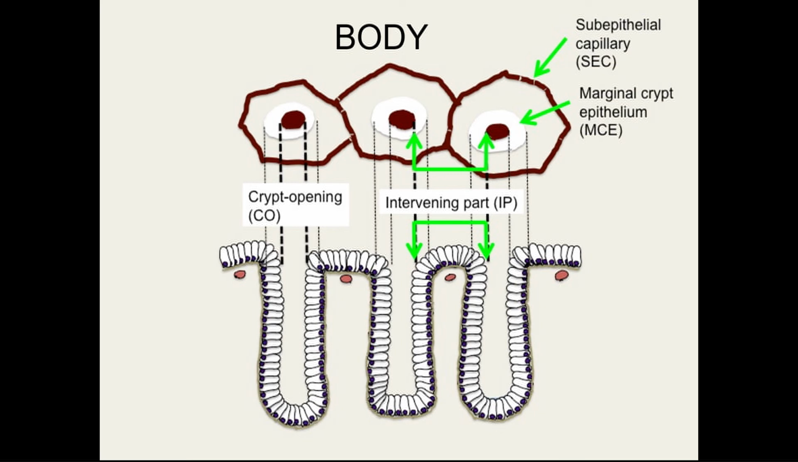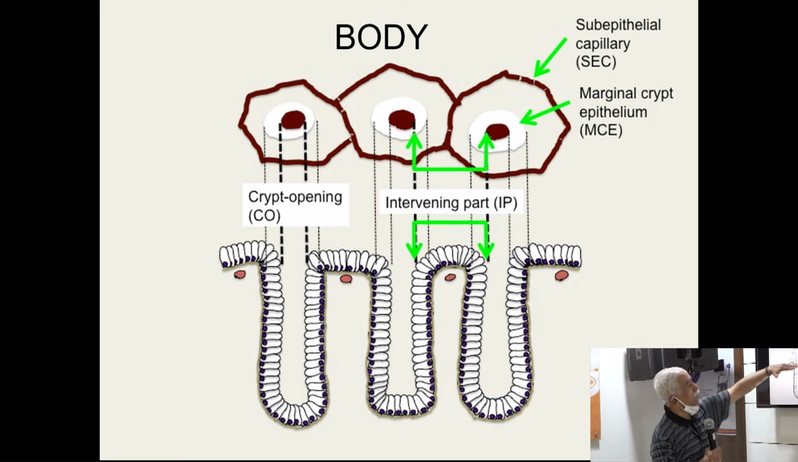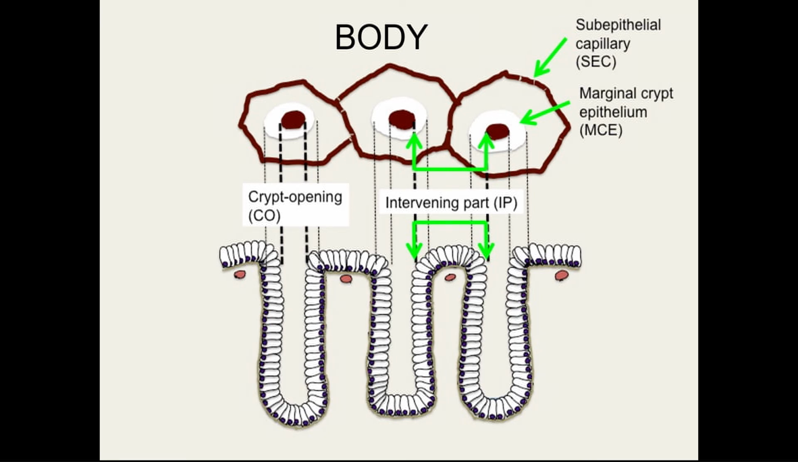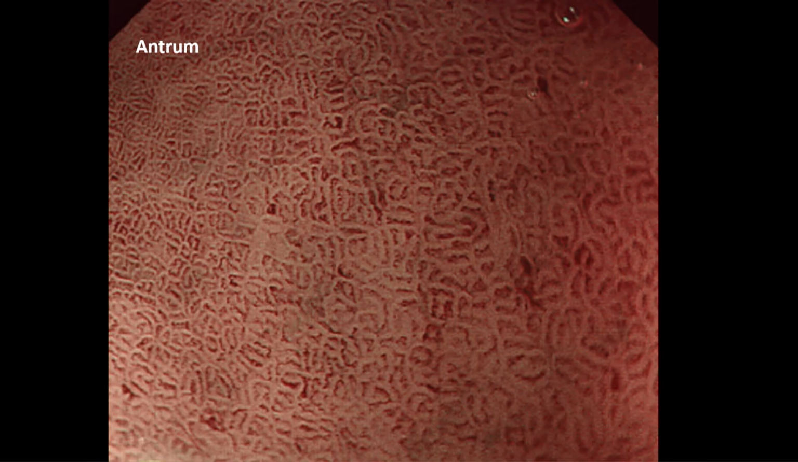So this is exactly what you're seeing. If you take a cross section here, blood vessels, the crypt opening, this is what you're seeing in the body. What you see around here is the marginal crypt epithelium, this part, and the brownish is the vessels. Next slide. Now when you come to the antrum, it's a little different.